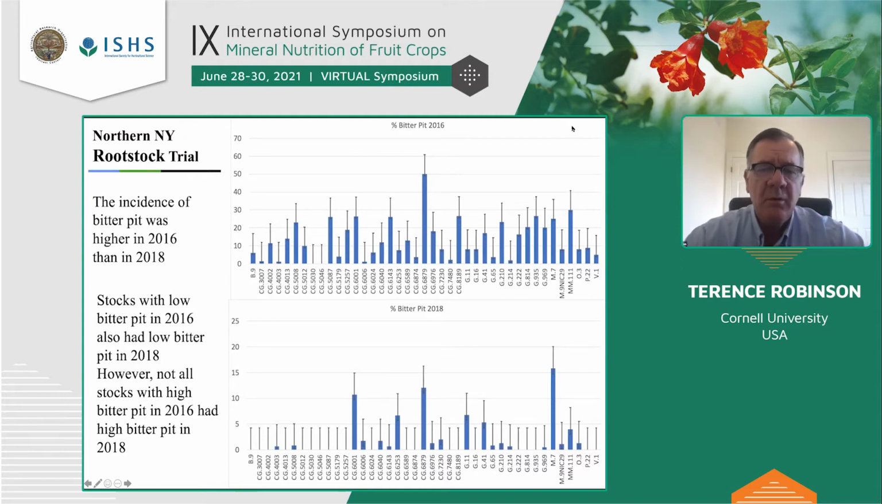In general, when you compare the 2 years, stocks that had low bitter pit incidence in 2016 also had low or no bitter pit in 2018. However, not all stocks that had high bitter pit in 2016 also had high bitter pit in 2018, which is a difficulty in comparing the effect of rootstock over several years.